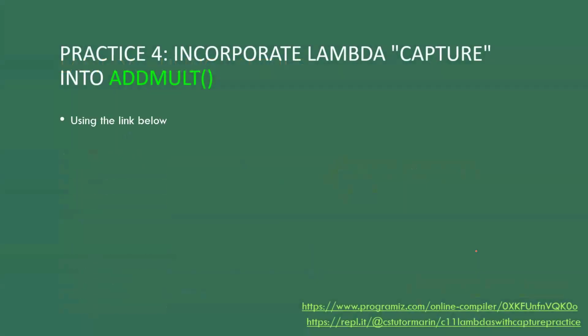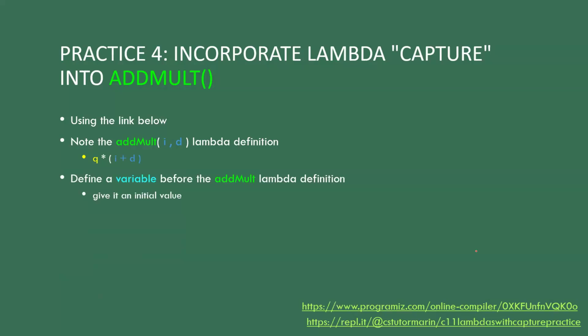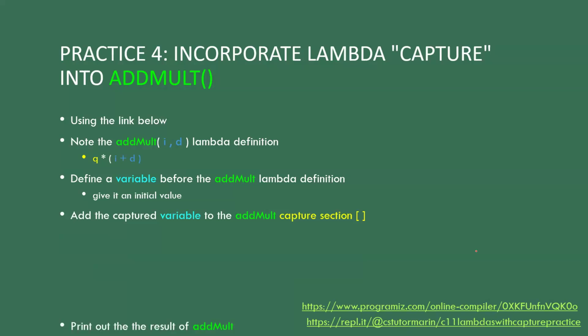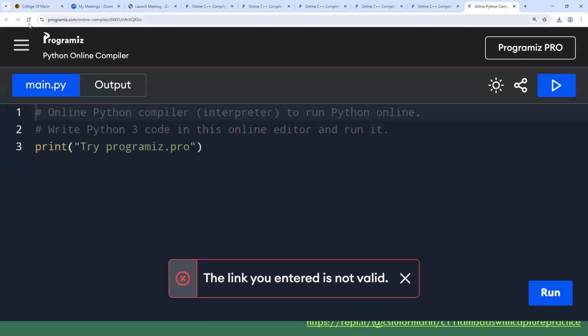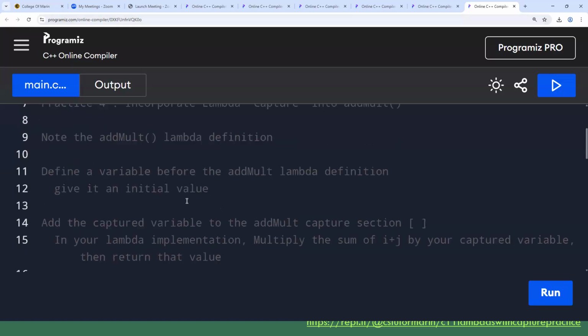So let's do an add mult, right? So add mult is going to take our magic Q, multiply it times the sum of two values. And we'll define a variable before the add mult to pass it in via the capture. And then just print it out, prove to ourselves that it works, and then we can change the value, just what we just talked about. Just try it out in real life so that we can hopefully remember it.